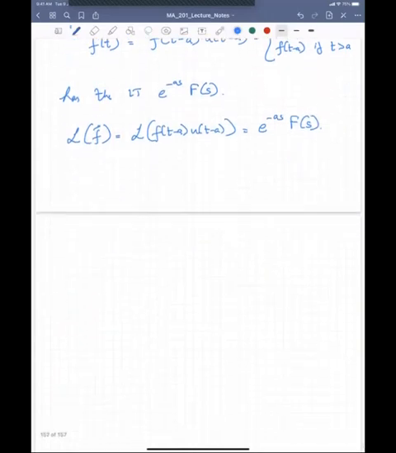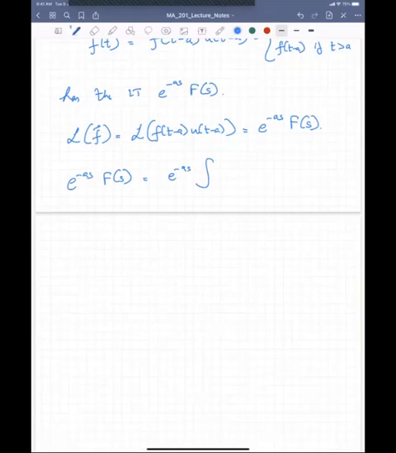So how do I see this? It's actually not very difficult to see what's going on here, because you can start either at the left-hand side or the right-hand side. So we'll start with the right-hand side. So e to the minus as capital F(s), because this quantity is known to us, this is basically e to the minus as.